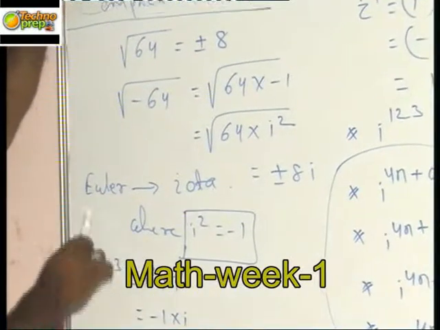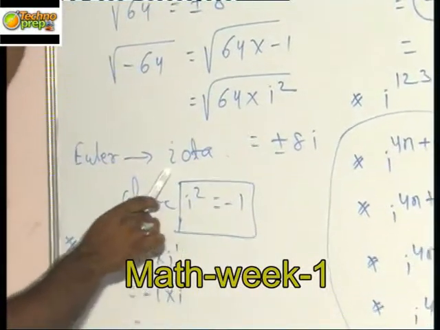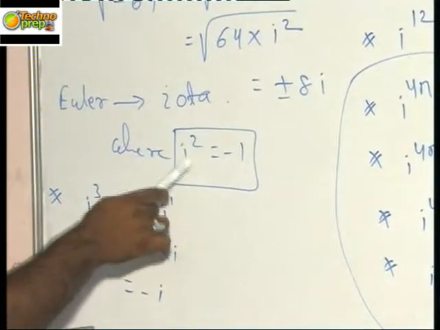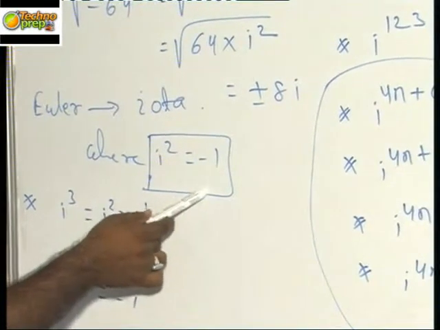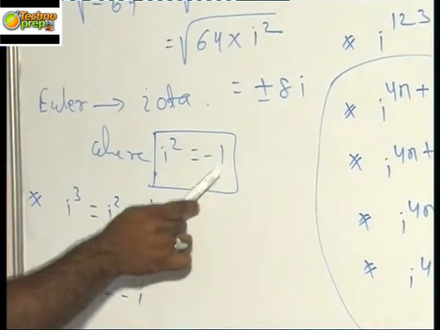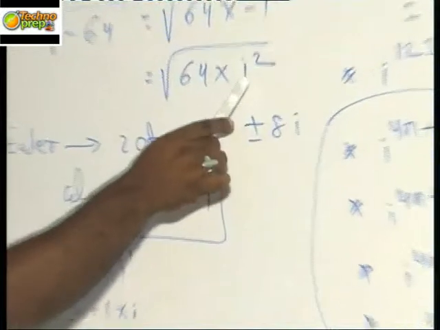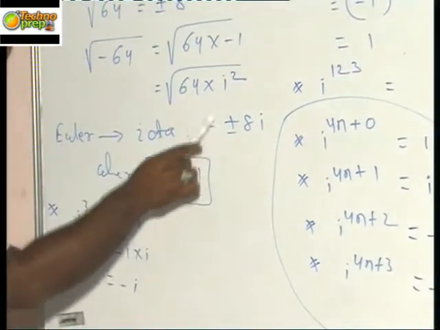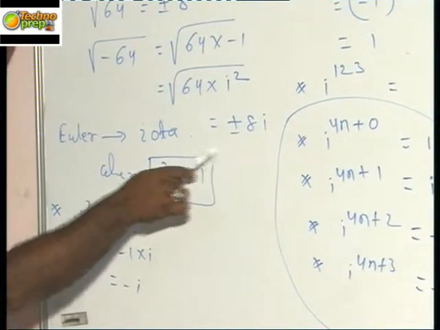But the mathematician Euler developed iota, denoted by i, where the value of i square equals minus 1. That means this is the imaginary number whose square equals minus 1. So in the place of minus 1 you can write i square. So the root of minus 64 is plus minus 8i.